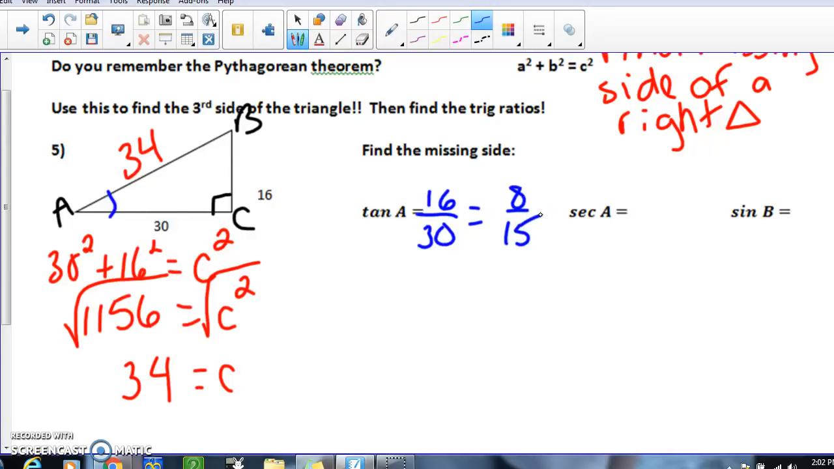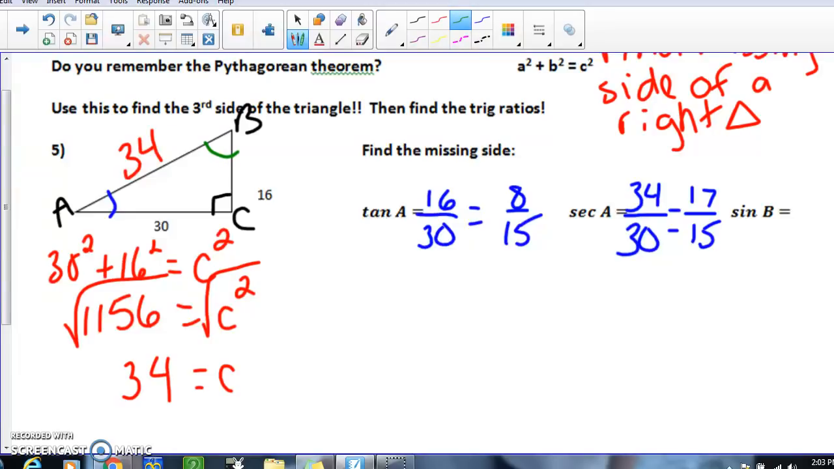The second one asks for the secant of A. Secant is hypotenuse over adjacent. In relation to A, our hypotenuse is 34 and our adjacent side is 30. But again, if you can reduce it, which you can here, we need to. So this reduces to 17 over 15. Now look at the last question there. The last one kind of changed the game. Now we're talking about the sine of B. So now we're looking at this angle right here.